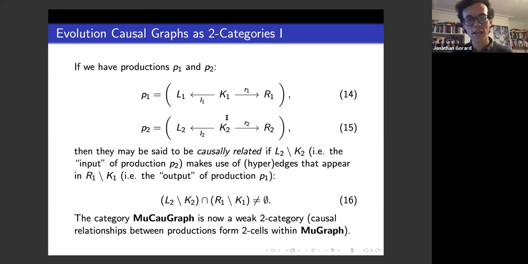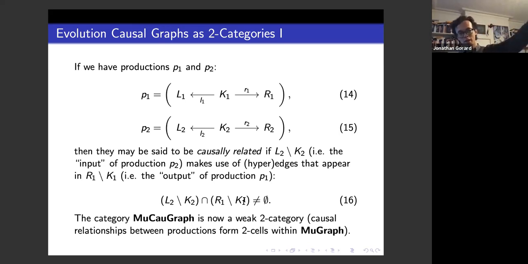Again, if we just take two spans of monomorphisms, K1 to L1, K1 to R1, and K2 to L2, K2 to R2, then we can say that they're causally related if L2 minus K2 has a non-trivial intersection with R1 minus K1. Again, that's just the analog of saying the input for production P2 makes use of hyperedges that appeared in the output of production P1. And so we get this category mu, which I'm going to call mu cow graph, for multi-way evolution causal graphs. And this gives us a weak 2-category.